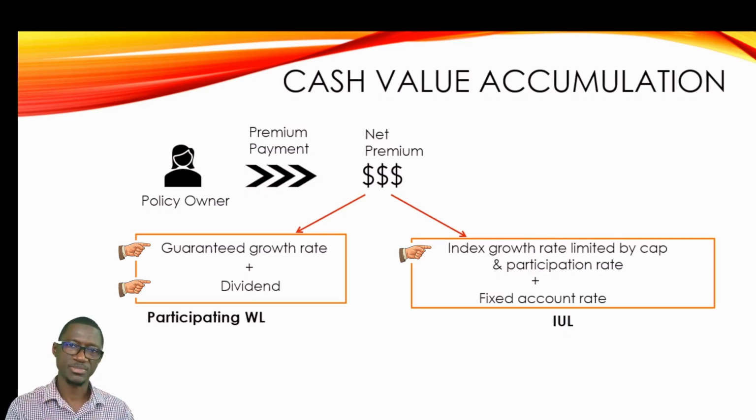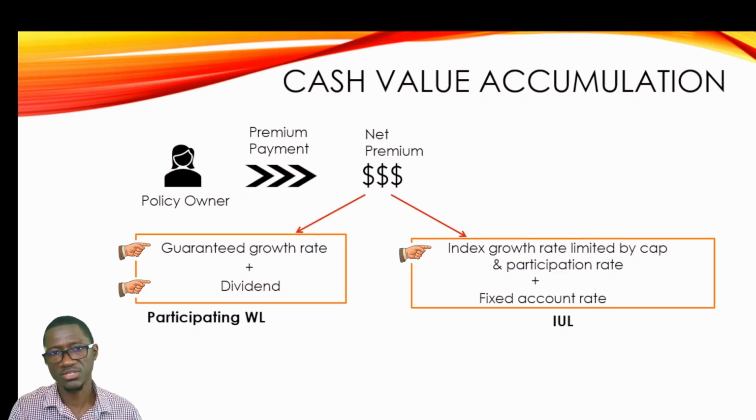Also, you have the participation rate. It simply means you participate in the growth up to a certain percentage. For instance, let's say I have an insurance contract in which I'm tracking the S&P 500 growth. And let's say that year, the S&P 500 grew by 10%. If my participation rate is 90%, then I don't get the full 10%. I just get 90% of that 10% growth. So those two features set how much growth you will get out of the performance of an index.